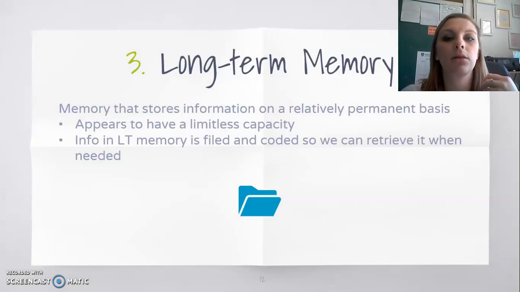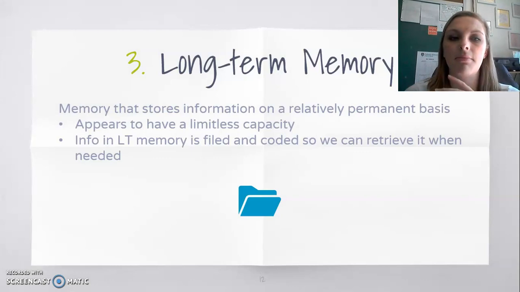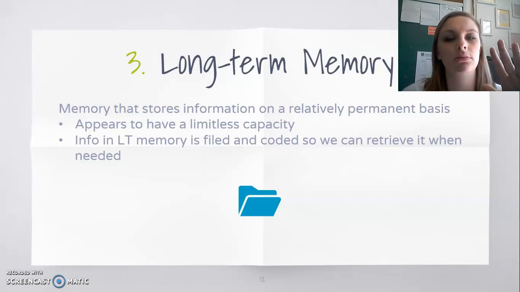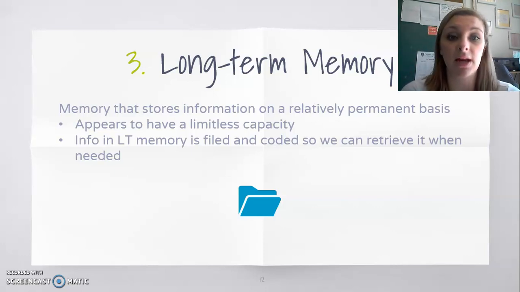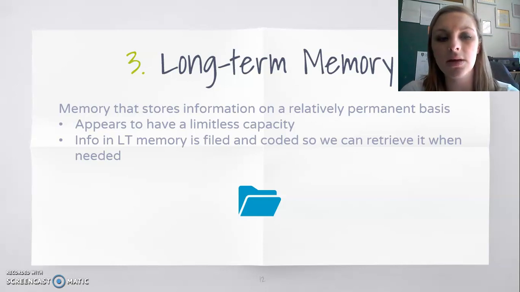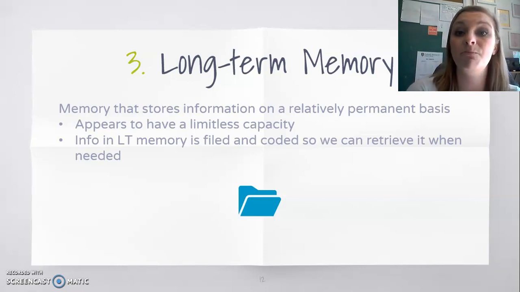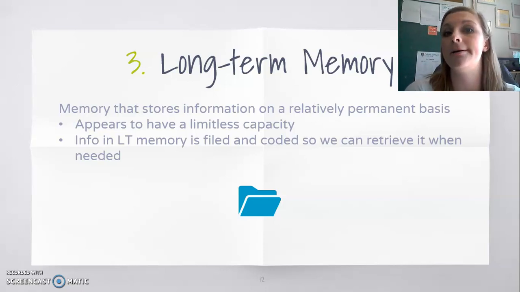Long-term memory. Long-term memory is the memory that stores information on a relatively permanent basis. Psychologists believe that it has a kind of limitless capacity. We don't really have a limit to how much we can store in our long-term memory. We file our long-term memories into different categories so that when we retrieve it, we can retrieve it at the moment we need it.